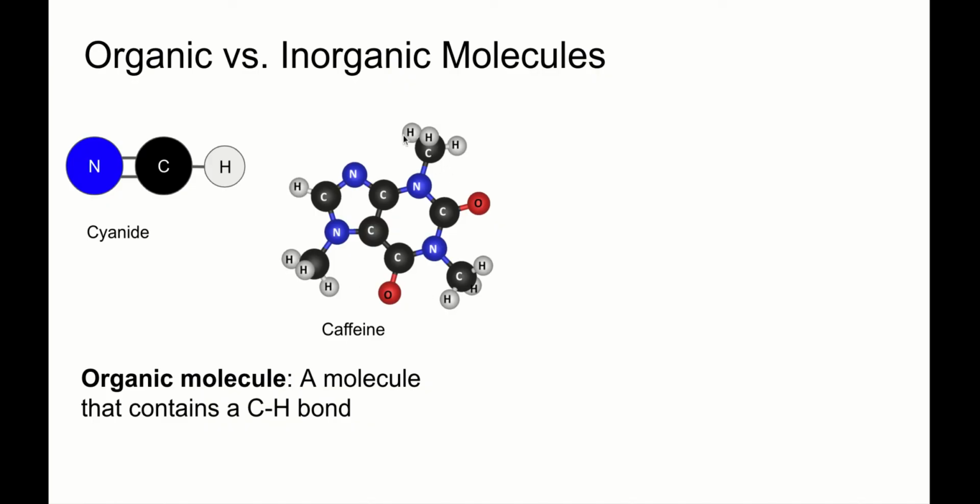Then we've got some CH bonds that are kind of hidden by the perspective of the molecule. There's a bunch of them. This is a small molecule. It's an unusual one. It's cyanide. And even though there's only 3 atoms here, look, we've got a CH bond. That's all we need. This is an organic molecule.